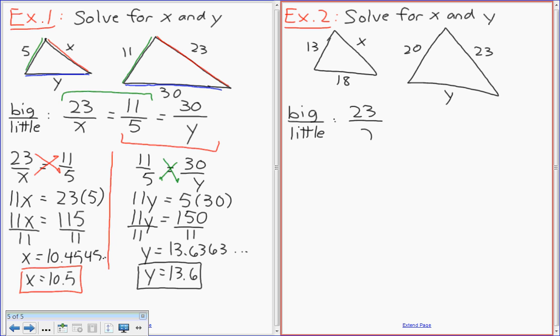Good, X. Next, I'm going to write 20 as my next big side. And Nick, what's the corresponding side to 20, please? On the little, 13, good. And I'll just draw these again if you didn't know where those came from. 23 on the big is X on the little. In the same way, 20 on the big is 13 on the little.